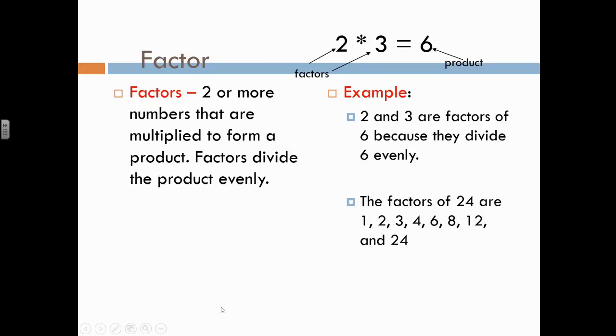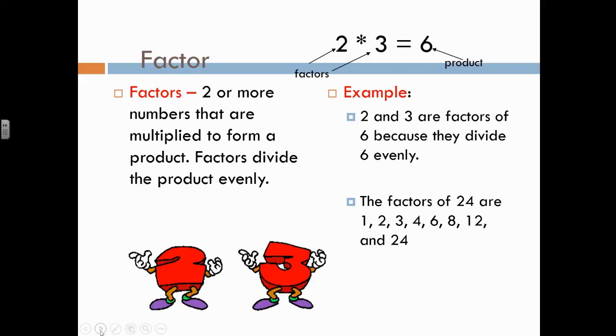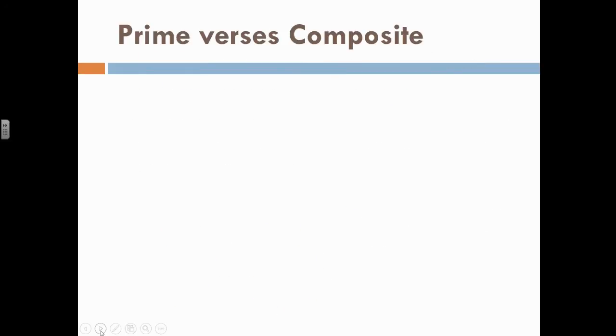If you think about the number 24, it's got a whole bunch of factors. You can split 24 into one group of 24, two groups of 12, three groups of 8, four groups of 6, six groups of 4, 8 groups of 3, 12 groups of 2, and 24 groups of 1 if you wanted to. Those are all the ways that you could split up the number 24. Those are called its factors, right? And here's some dancing factors for your entertainment.